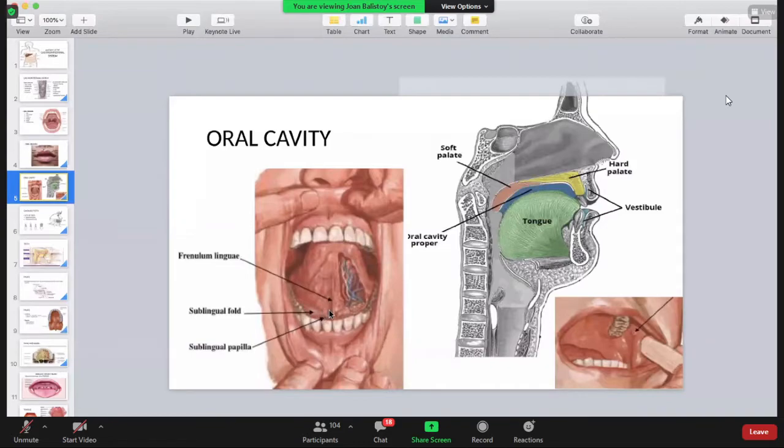The medial end of the fold, this one, represents the sublingual papilla, which is where the opening of the submandibular duct will be located. All right, the sublingual papilla. The openings of your salivary glands, sublingual and submandibular, will be found on this sublingual papilla. I hope it is clear.